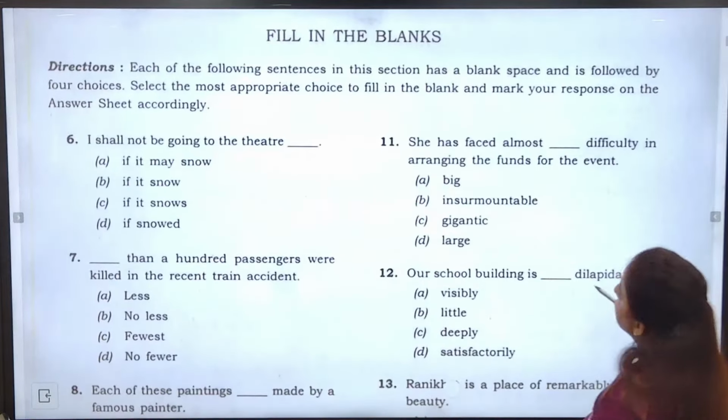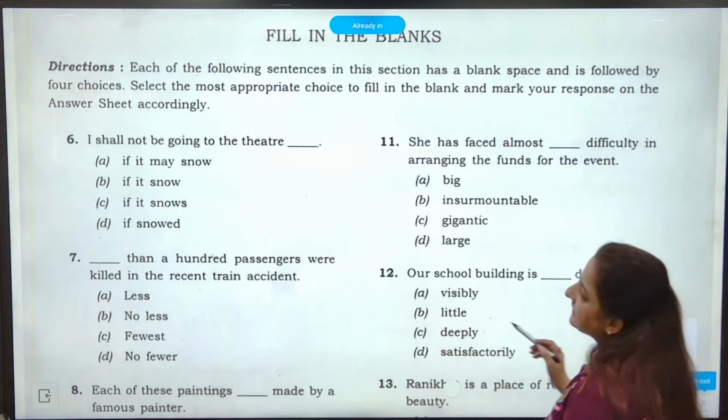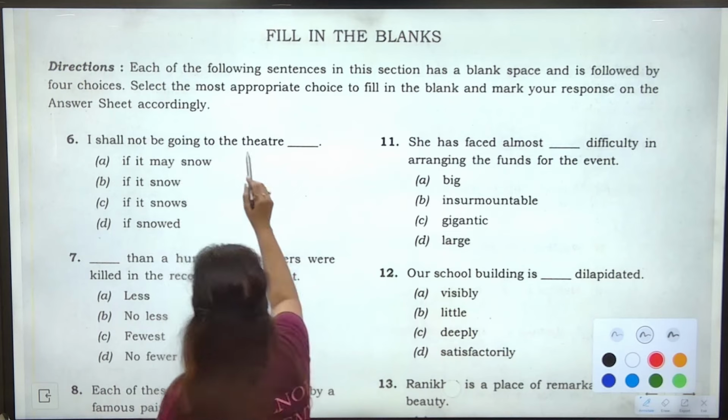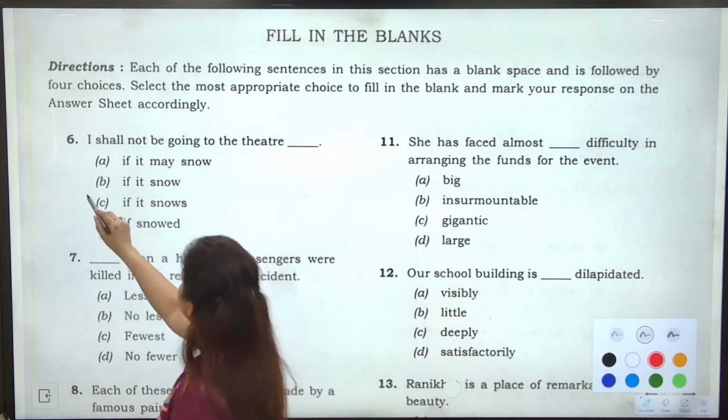Next question, as you can see, is fill in the blanks. Question number 6. I shall not be going to the theater if it snows. Answer is Charlie.